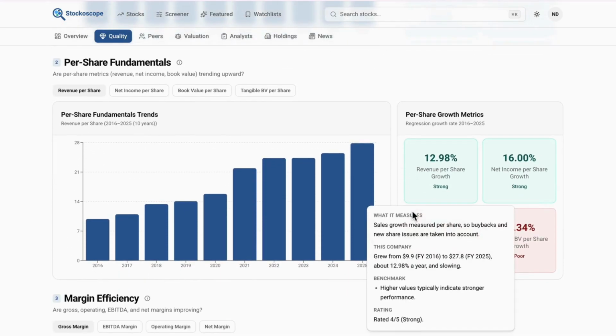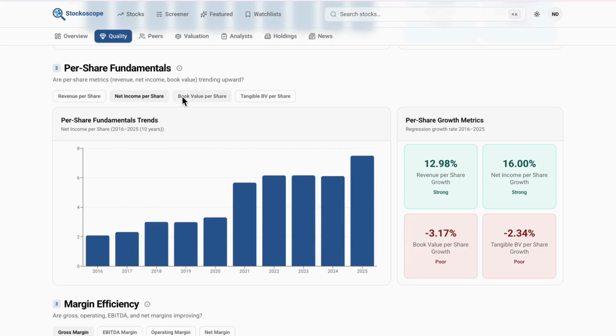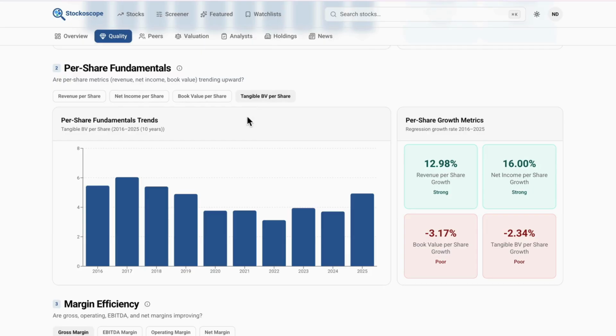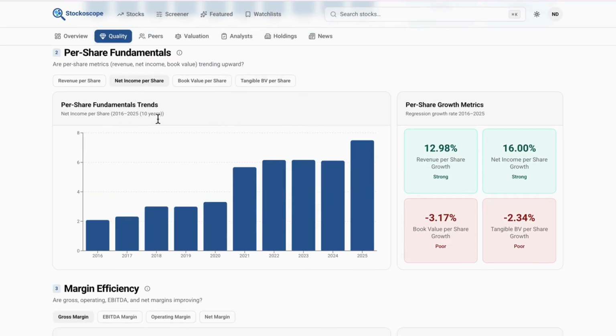Pillar 2 covers per share fundamentals. This normalizes total figures by share count, revealing whether growth is being diluted by share issuance. We track revenue per share, net income per share, book value per share, and tangible book value per share. Rising per share metrics confirm that shareholders are capturing real value growth.